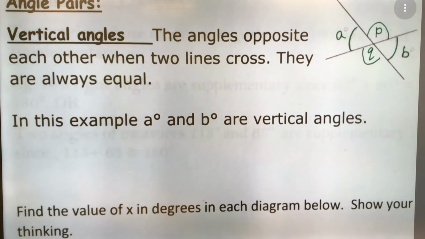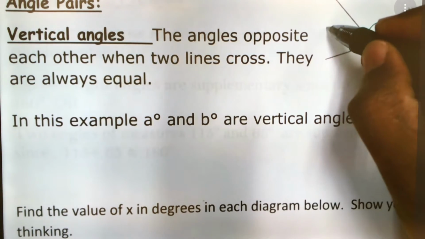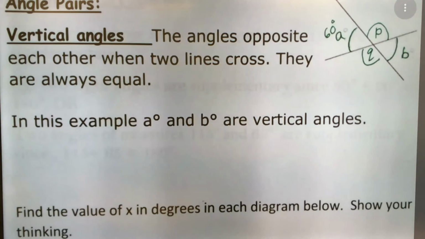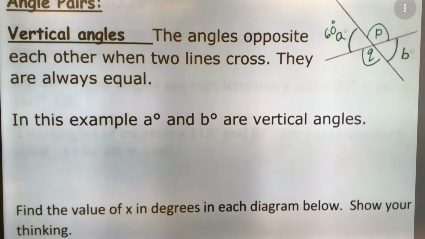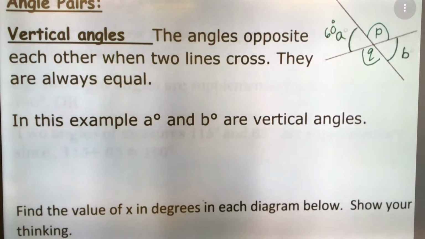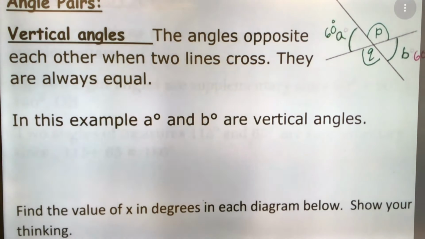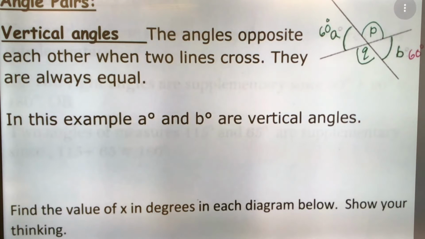So if you have two vertical angles, the angles are congruent. For example, if angle A is 60 degrees, that means angle B is also 60 degrees. Those two angles are vertical, so they should be congruent, which means they are equal to each other, 60 degrees.